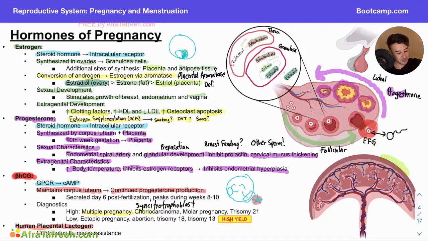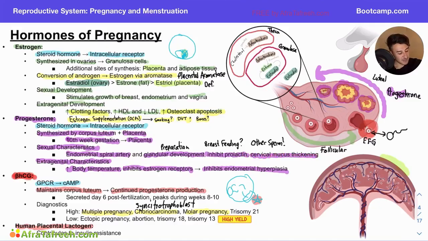Now, in choriocarcinoma or molar pregnancies, we know that there is an excess of trophoblastic tissue, and therefore we're going to have more syncytiotrophoblast cells producing more beta HCG. And so we expect to see really high levels of beta HCG in these two conditions.